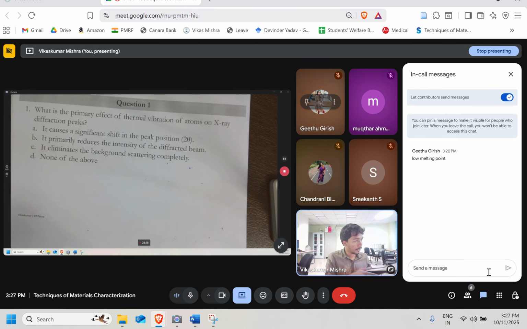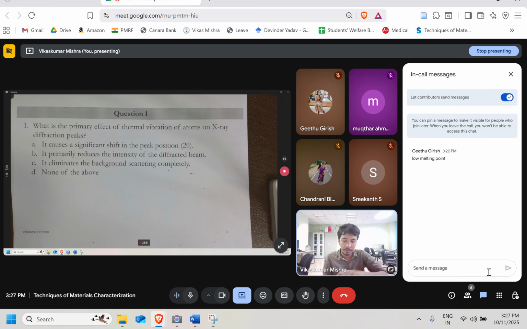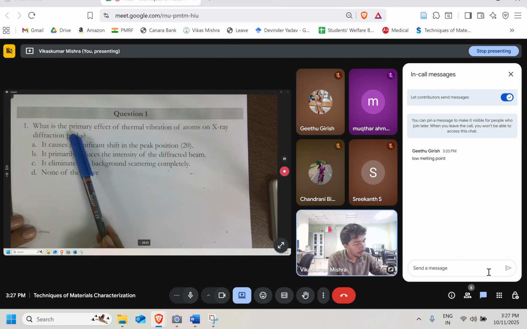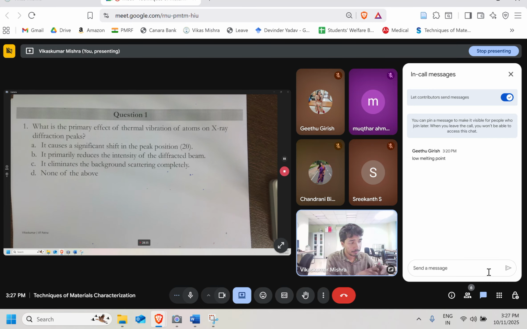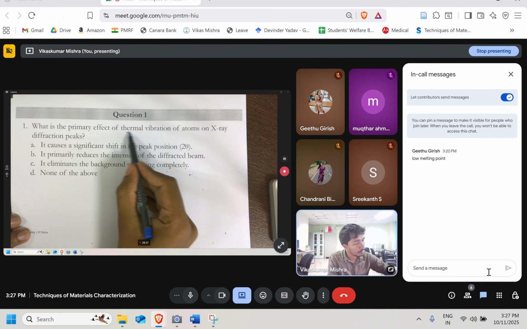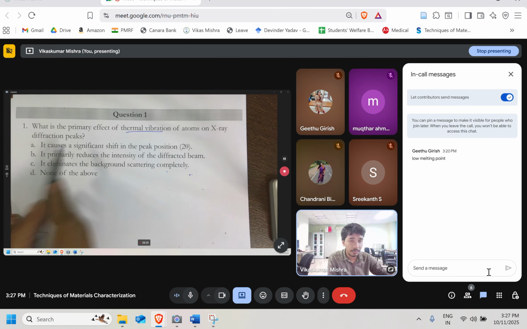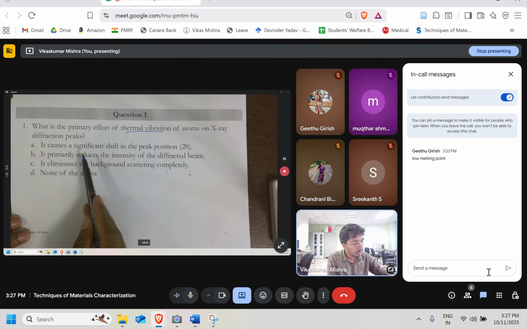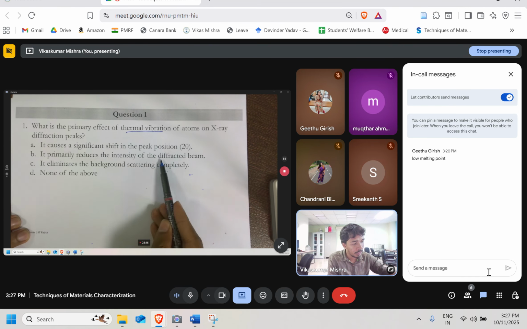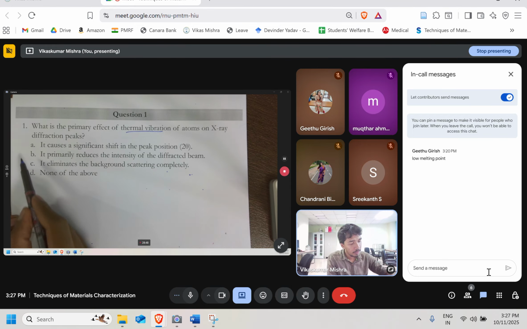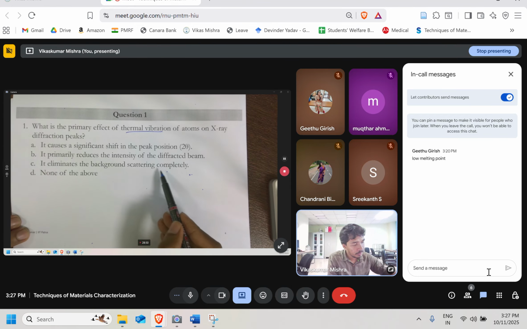Let's solve one question based on the concept that we have learned. What is the primary effect of the thermal vibration of atoms on the X-ray diffraction peak? It causes a significant shift in the peak position. It primarily reduces the intensity of the diffracted beam. It eliminates the background scattering completely. None of the above.